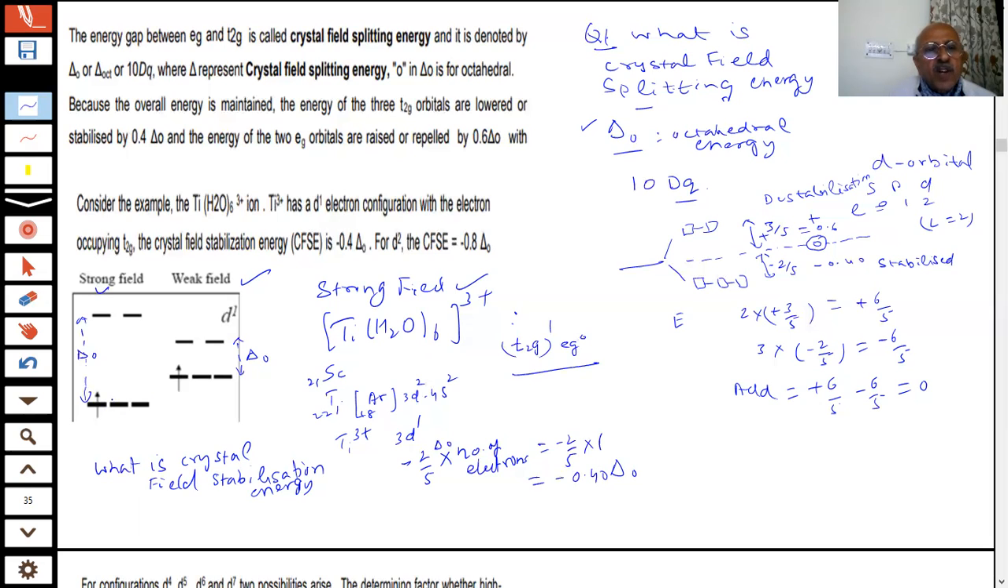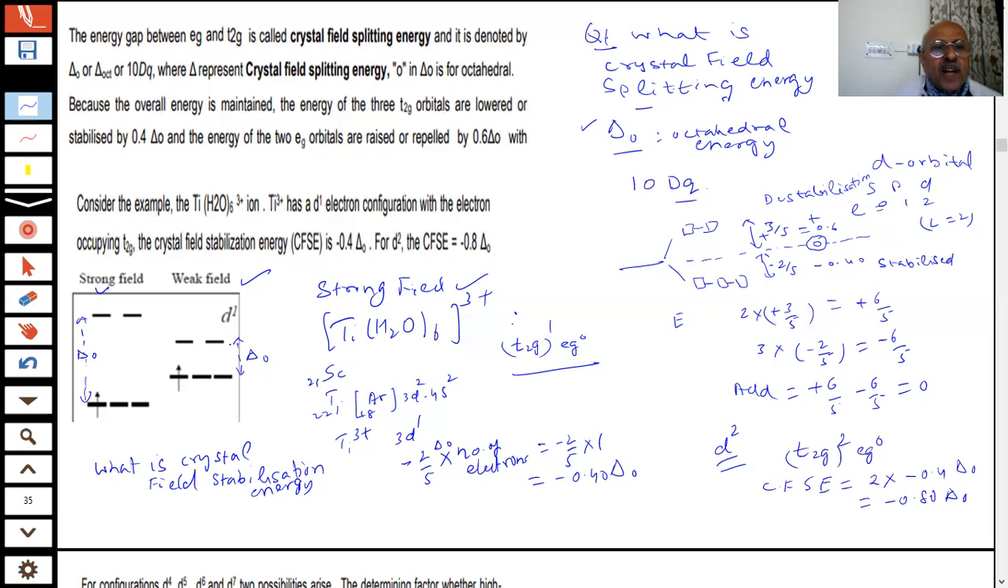The next electron is also going into the t2g. If I have a d2 student, then what is the problem? It will be t2g2 eg0. The crystal field stabilization energy will be equal to 2 electrons into minus 0.4 delta o. How much? Minus 0.80 delta o. Clear? Yes, sir. Up to 3 electrons, no problem, student.